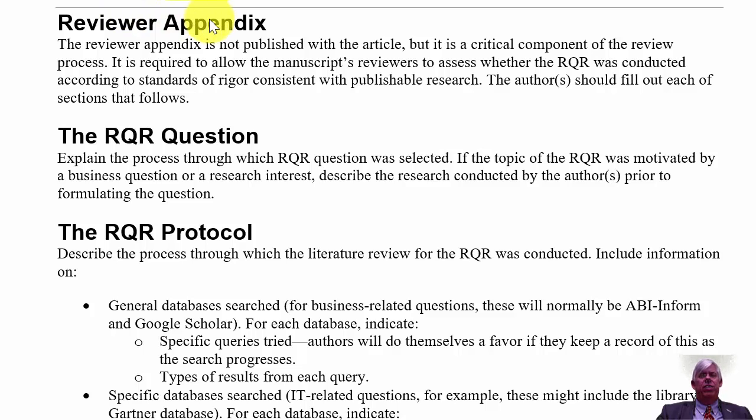The reviewer appendix is not going to be included in the article itself, but it is the way that the reviewers of your article determine whether rigorous research methods have been applied, in this case, in identifying and summarizing the literature. So you'll normally start out by explaining how you came up with the question that you decided to study. Is this something that you came up with because it was something that was of personal interest to you and your organization, or is it something that was inspired by the literature? We simply want to understand where you're coming from here.